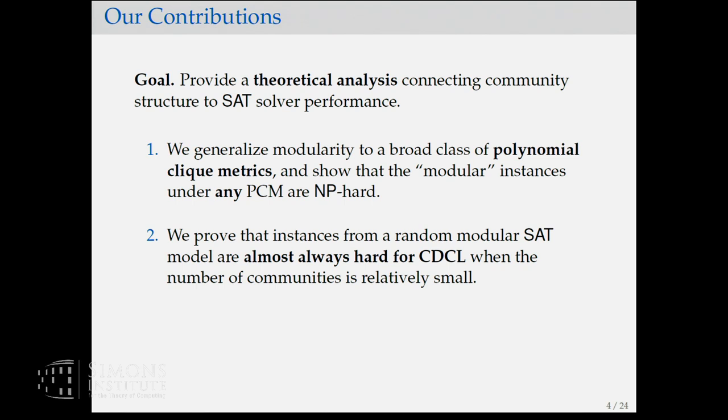So typically, modularity tends to want a graph that breaks up into two or three communities, or a small number. What if you had many, many small communities? Does that change these results?